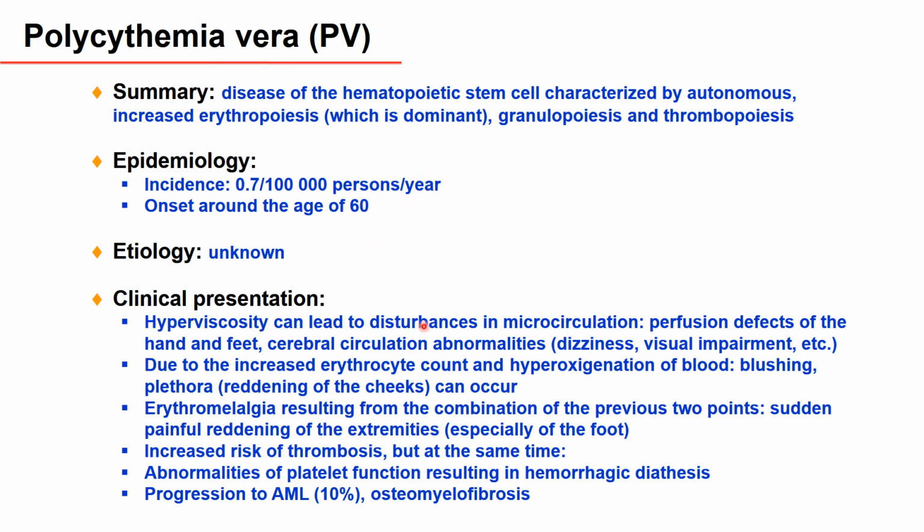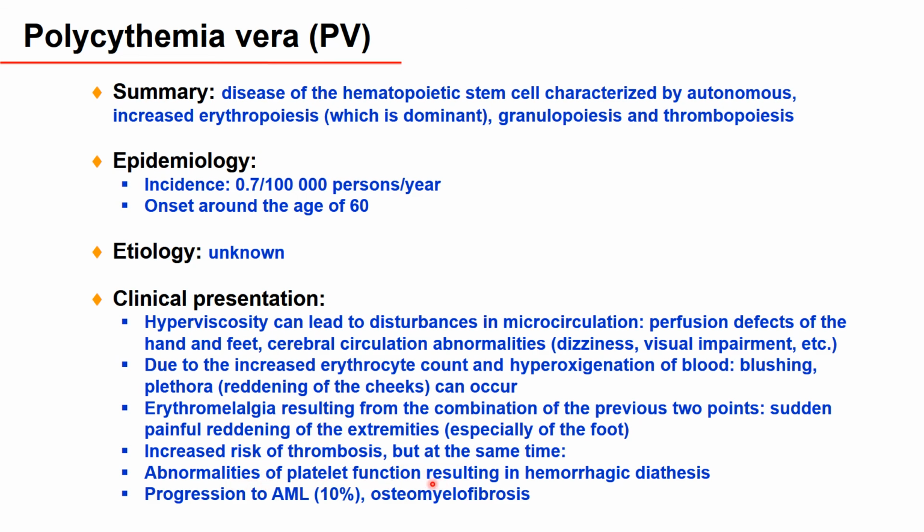Again, hyperviscosity can alter the microcirculation, with perfusion defects of the hands and feet, and the cerebral circulation can be affected, due to the increased erythrocyte count. Hyperoxygenation of the blood, so blushing and plethora, for example, may occur in this patient, and erythromelalgia, for example, resulting from the combination of the previous two points, sudden painful reddening of the extremities, especially when we do have a plug, and necrosis can develop, with an increased risk of thrombosis.